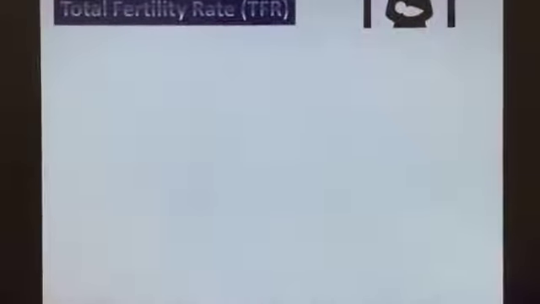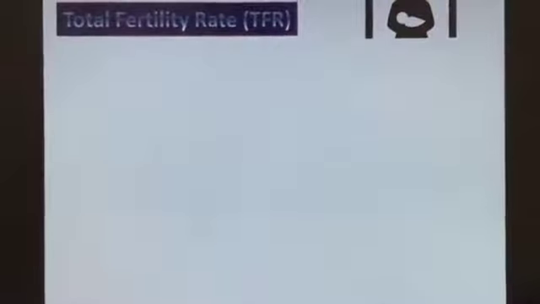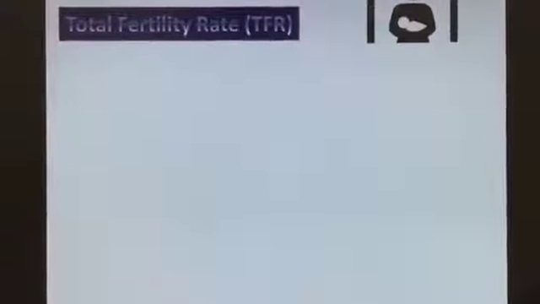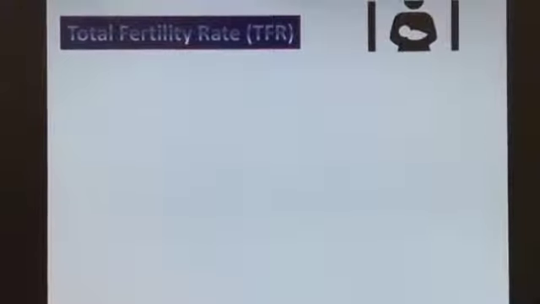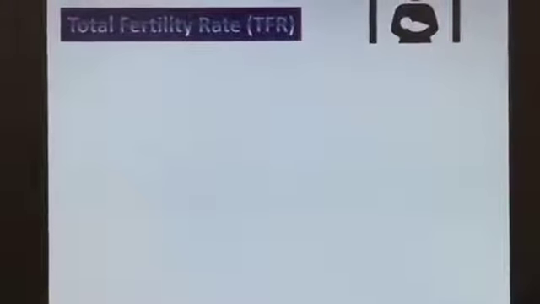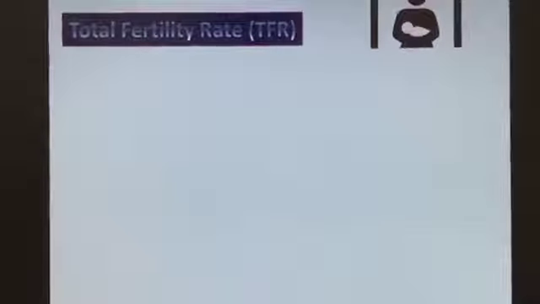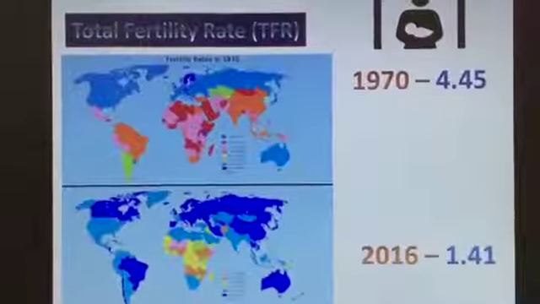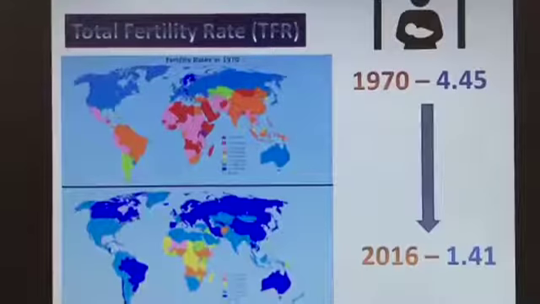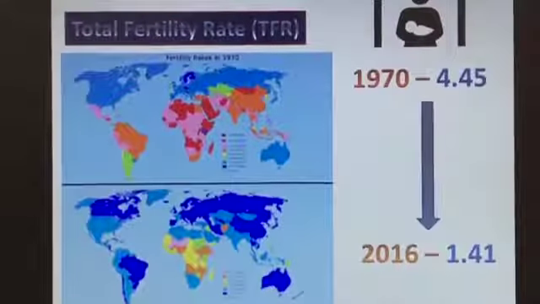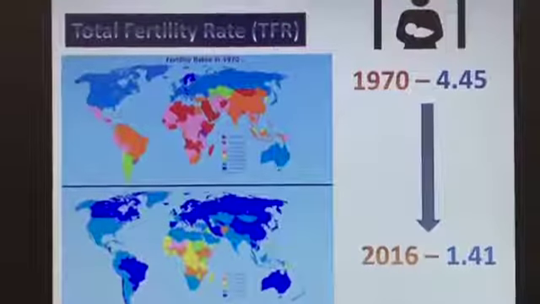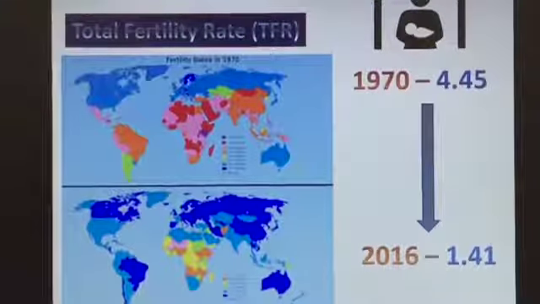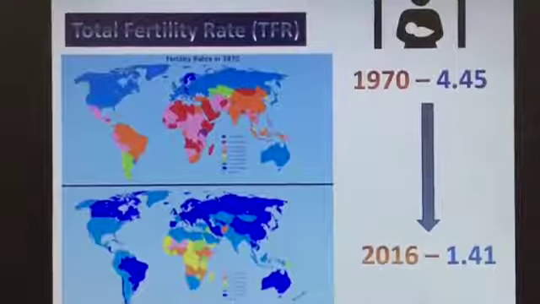Total fertility rate is simply the total number of children born or likely to be born to a woman if she were to pass through the childbearing years. On average, the TFR of the entire world stood at 1.41 in 2016. This is a big drop, as the total fertility rate only 46 years ago was 4.45. If the total fertility rate keeps on decreasing at this rate, our population would soon start to shrink towards the end of the 21st century.